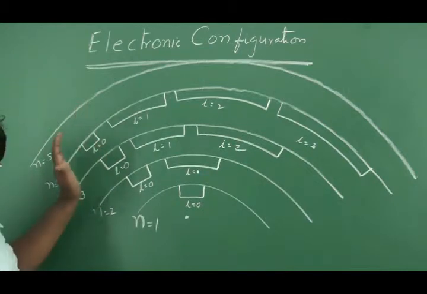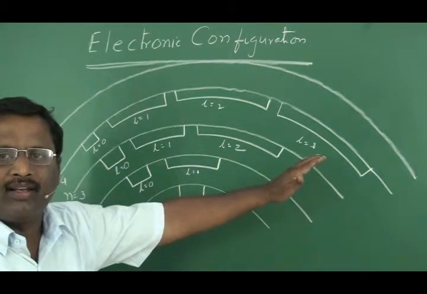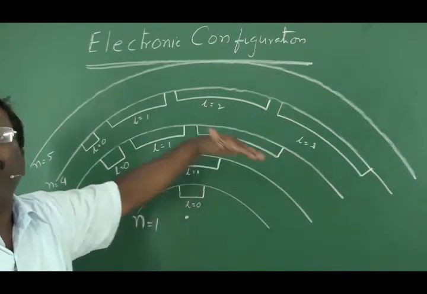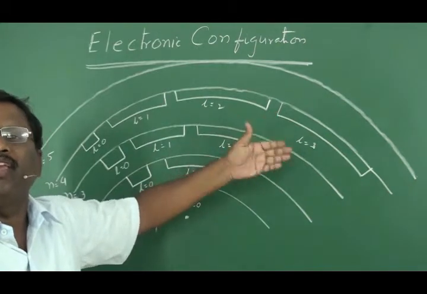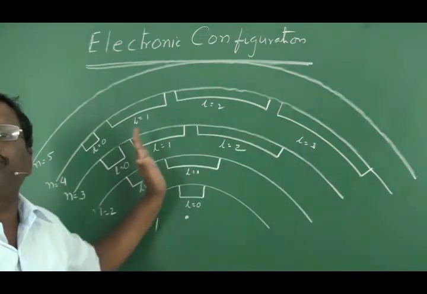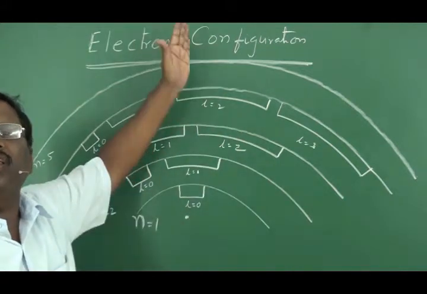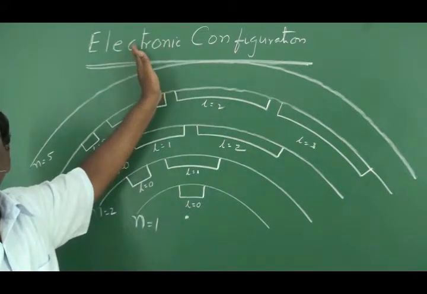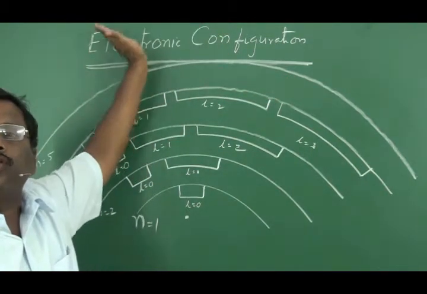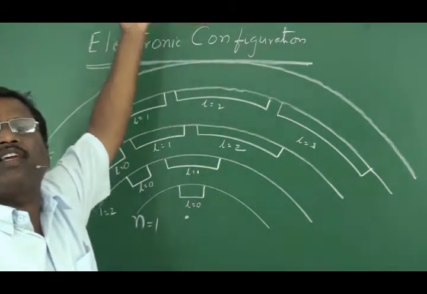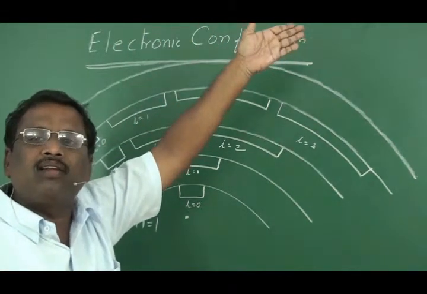The minimum l value is 0. The maximum l value is n minus 1. That means in the fourth energy level, l values are from 0 to 3. In the second energy level, l values are from 0 to 1. In the first energy level, l value is 0. In the fifth energy level, l values are from 0 to 4. In the sixth, 0 to 5. In the seventh, 0 to 6, and so on.